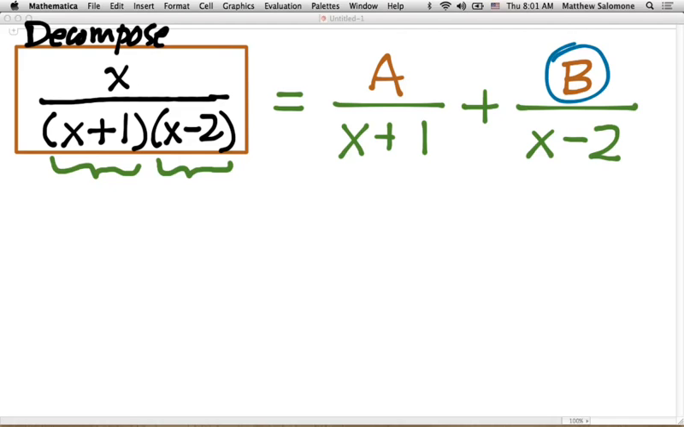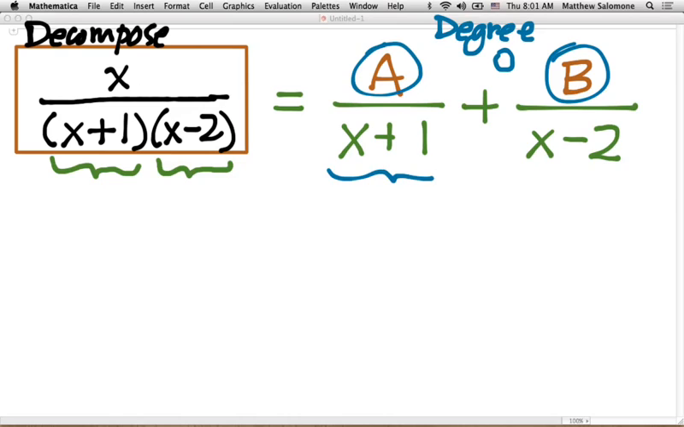Well, the numerators here. What is the degree, as a polynomial, of these numerators? If I just write a constant up here, the degree is 0, because there are no powers of x. What's the degree downstairs of these denominators? 1. So what has to be true about these degrees in a good partial fraction decomposition? I would say the other way around. We want the degree downstairs to be bigger than the degree upstairs.